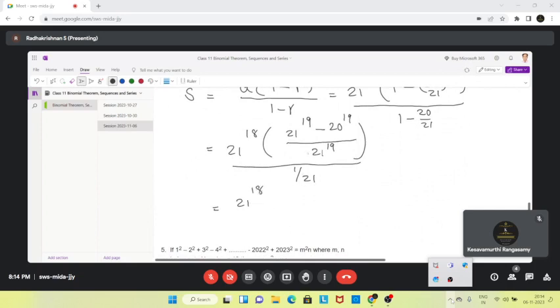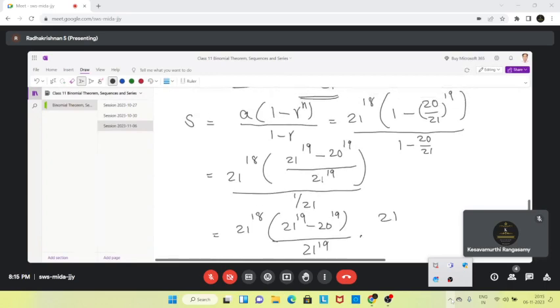This is 1 in the denominator. When you have 1 by 21, it is the same as into 21. But let me finish the numerator first: 21 to the power of 19 minus 20 to the power of 19, divided by 21 to the power of 19. And now coming to this term, this is 1 by 21 in the denominator, which is 21. So that simply becomes like this.